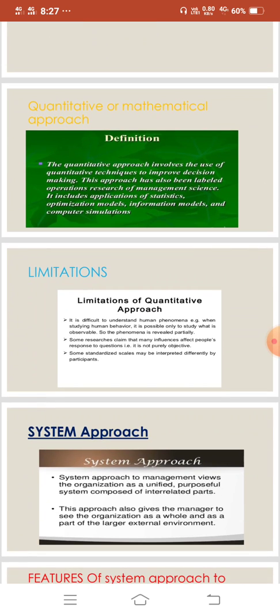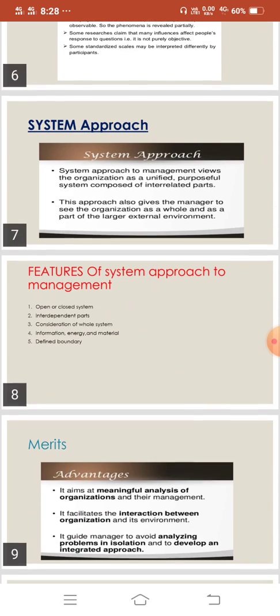So, its limitations. Limitations of the quantitative approach. It is difficult to understand human phenomena. For example, when studying human behavior, it is possible only to study what is observable. So, the phenomena is revealed only partially. Some researchers claim that many influences affect people's response to questions. That is, it is not purely objective. Some standardized scales may be interpreted differently by participants.